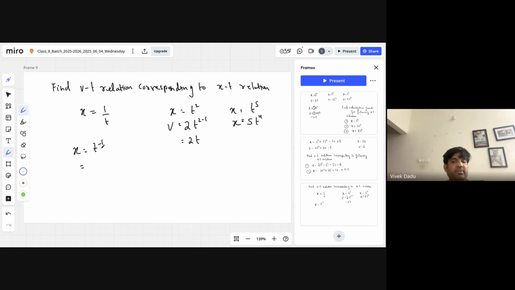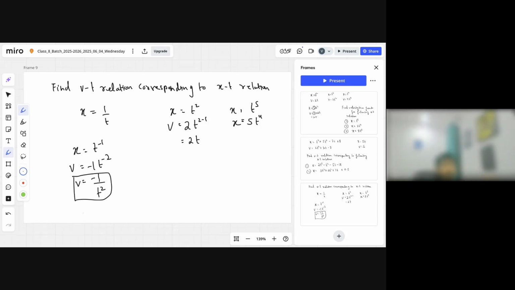Now the power comes in front, minus 1, and the power of t reduces by 1. So instead of minus 1, it will become minus 2. So you get minus 1 times t power minus 2, which is minus 1 upon t square. Now you get why it was wrong. First I thought it was 1 by t square, but I forgot the minus sign.